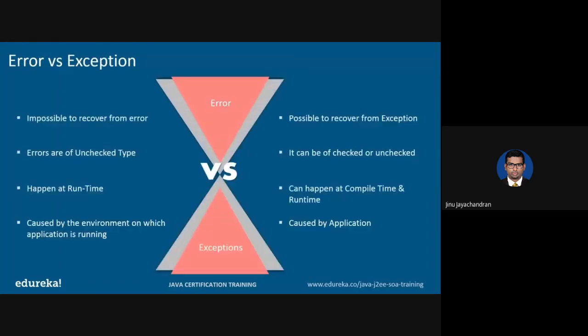First, errors are impossible to recover from, but exceptions can be recovered by handling them. Next, errors are of type unchecked, but exceptions can be either checked or unchecked type. Just wait a little while and you will know what checked and unchecked exceptions are. And errors are something that happen at runtime, but exceptions can happen either at compile time or runtime. Exceptions are caused by the application itself, whereas errors are caused by the environment on which the application is running. So these are the key points of difference between errors and exceptions.